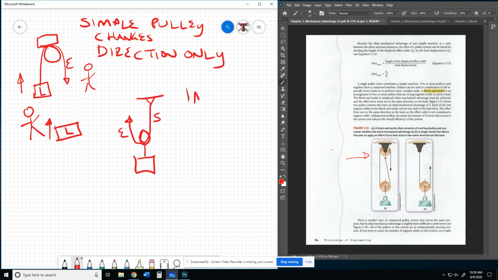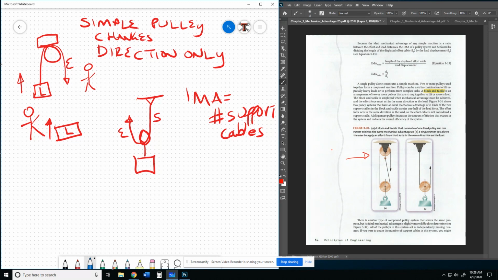And for the definition of ideal mechanical advantage, you have a couple of different ones. The first one is going to be the number of support cables, or just the number of supports. Now, how many do we have in this particular case? In this one here, I'm going to change color so we can look at it. We have one. This one doesn't count as a support cable because it is simply our effort, where we are pulling from.